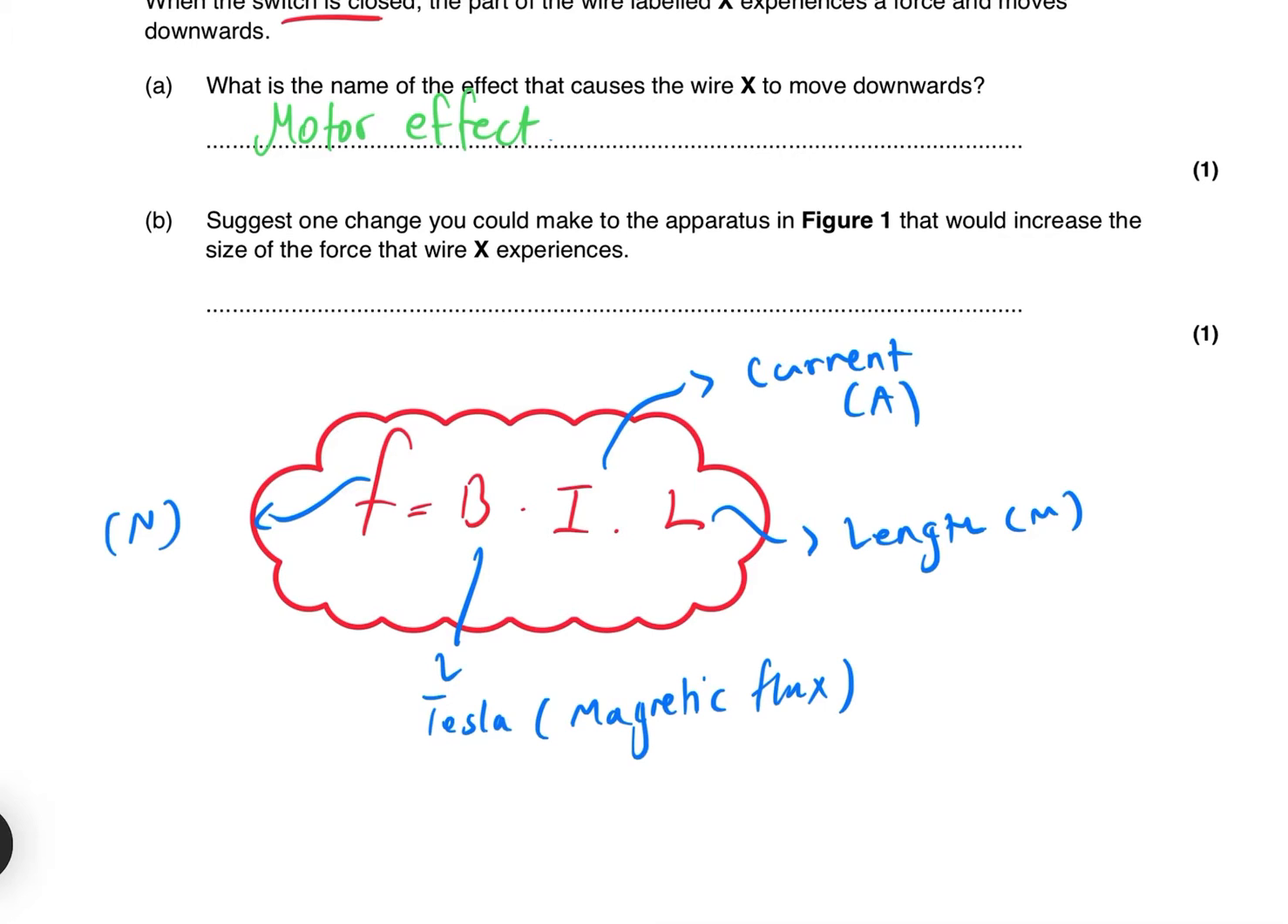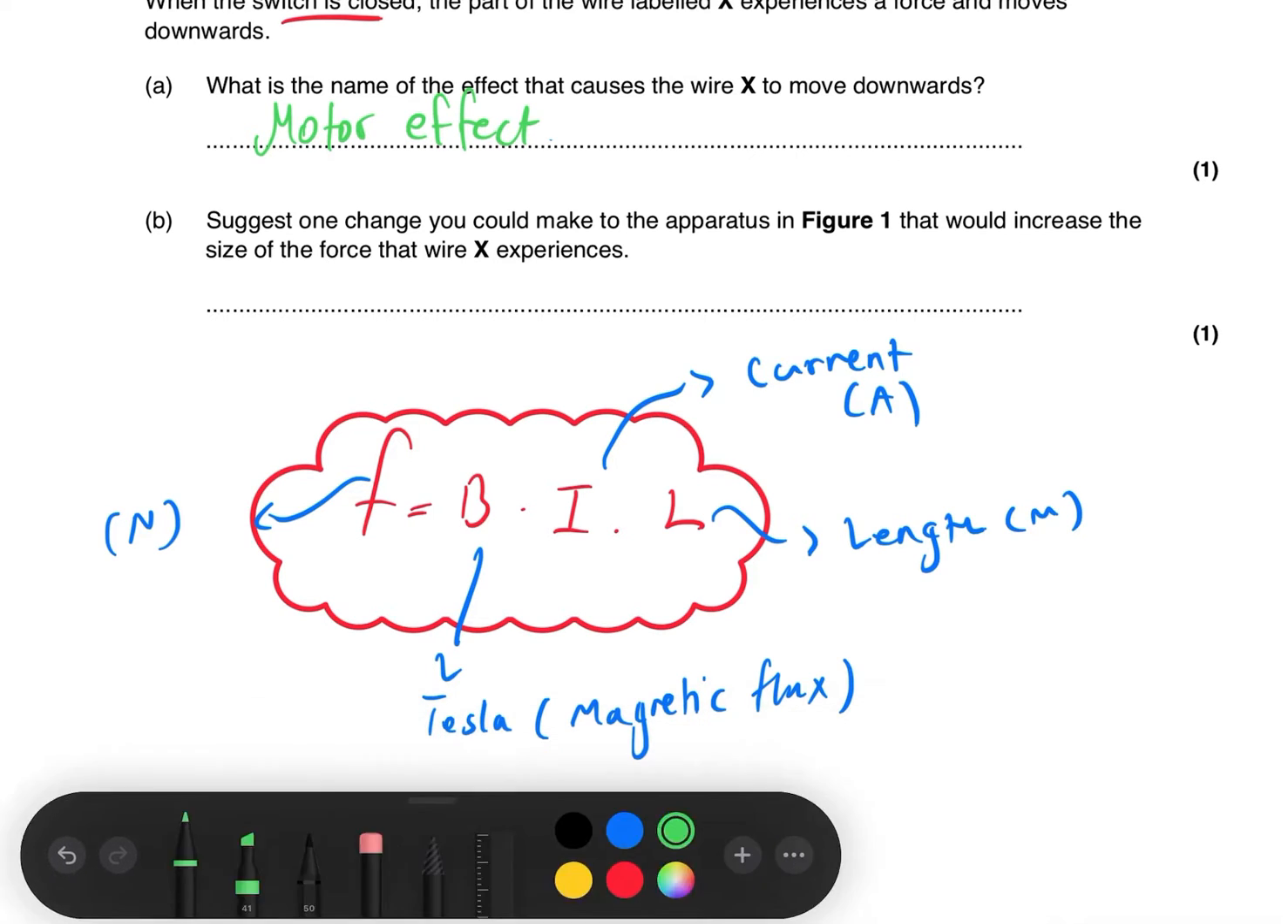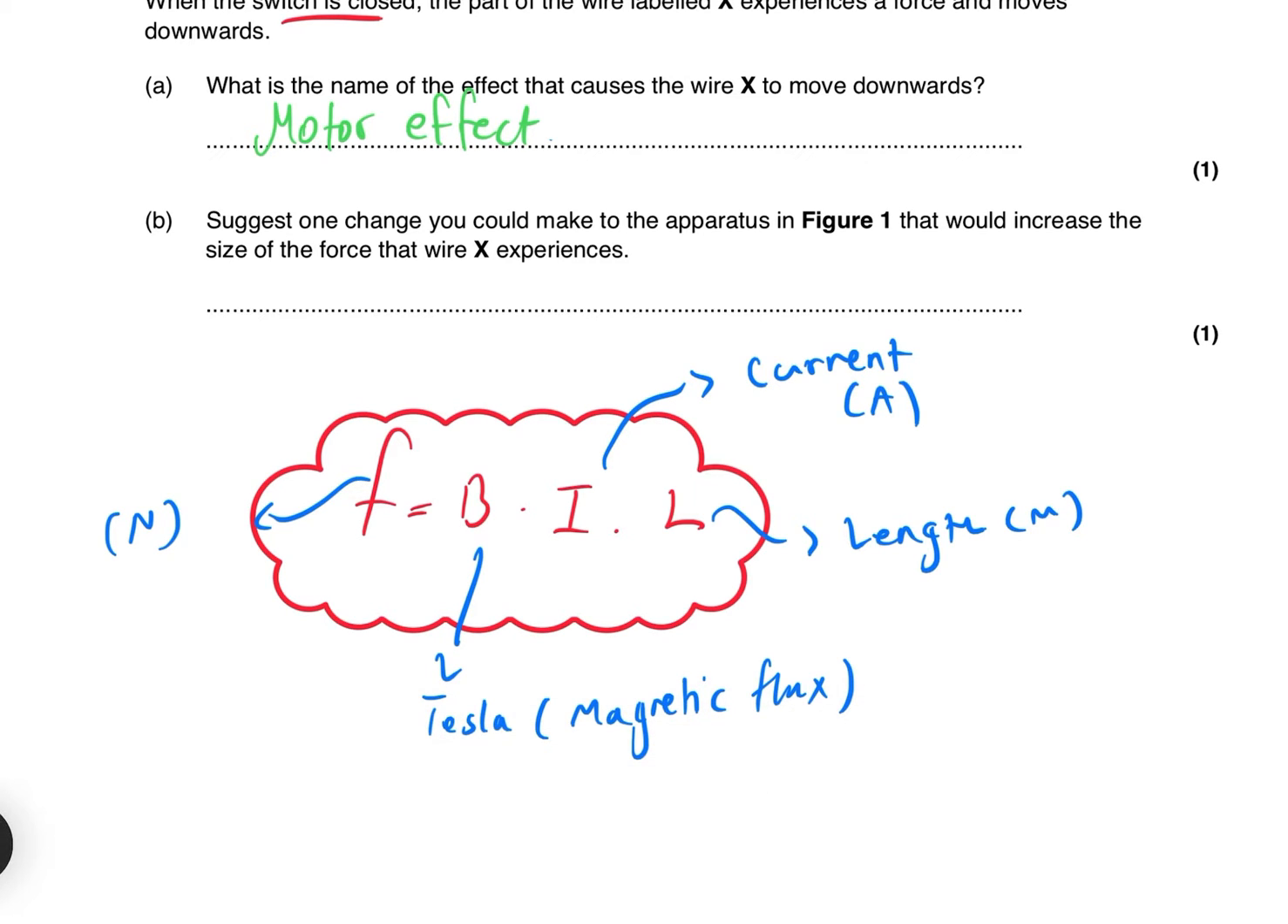You can increase the amount of force by manipulating any of these 3 variables. So you can, for example, increase the magnetic flux intensity, which would mean using a stronger magnet, or you can increase the current, which would mean using a stronger battery. So either increase the current, or use a stronger magnet.